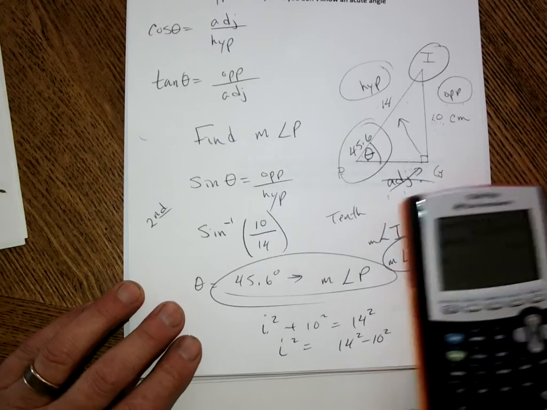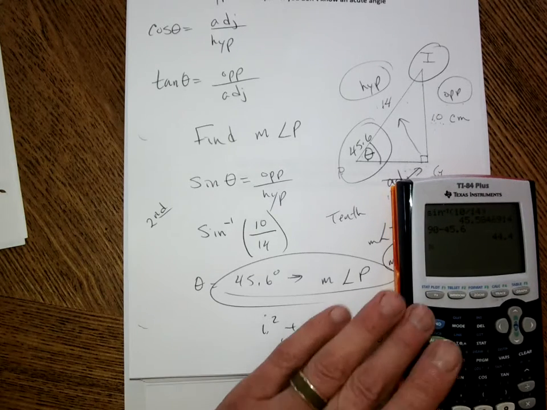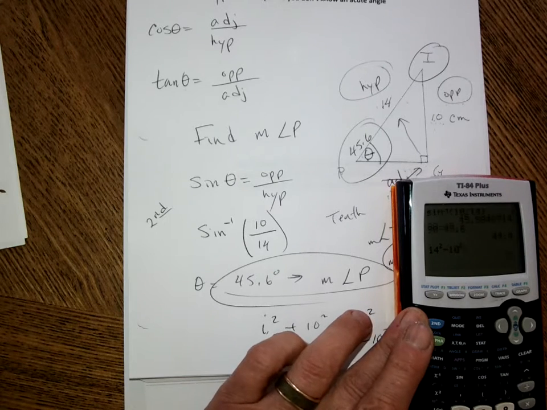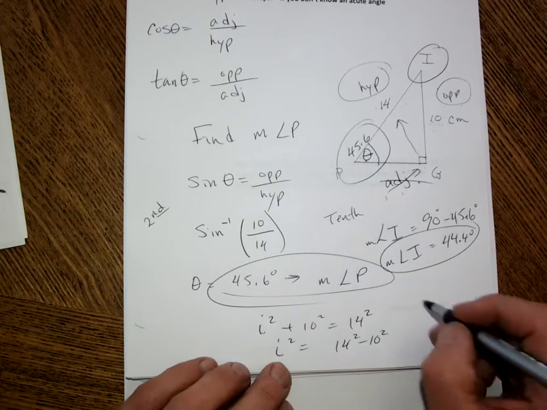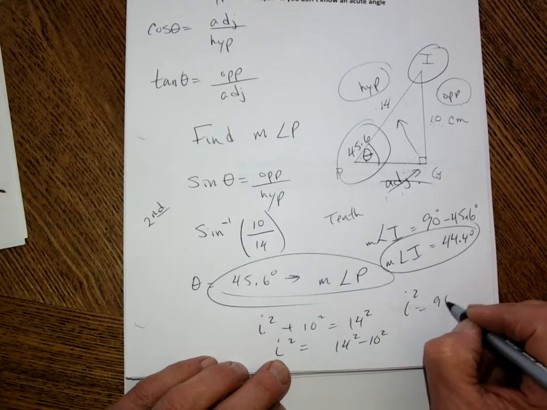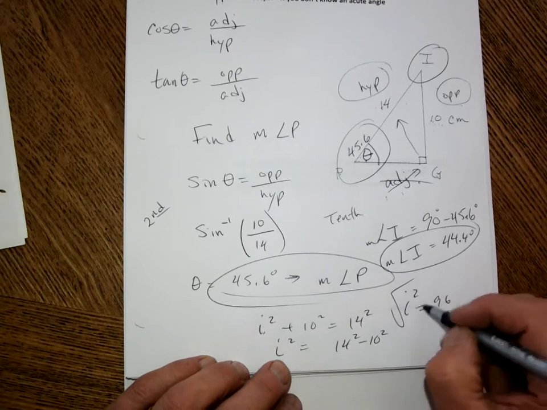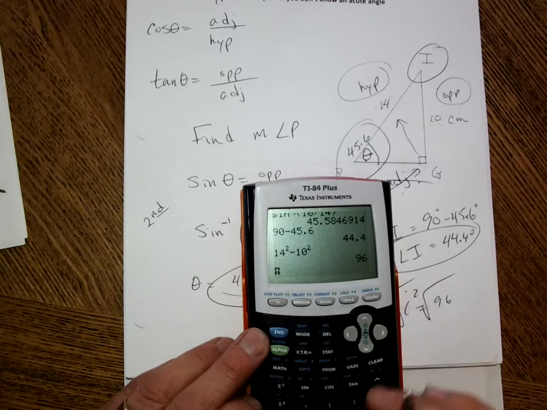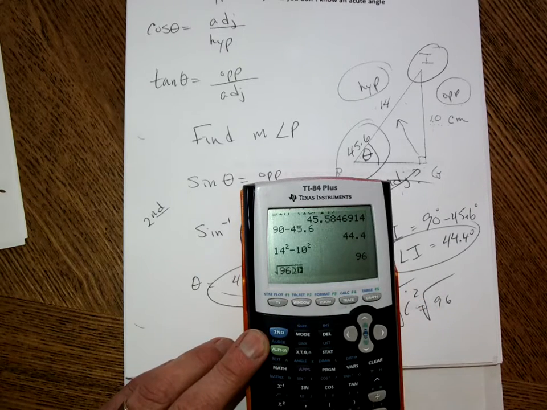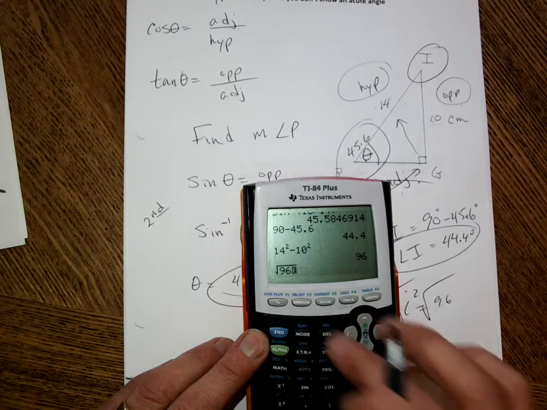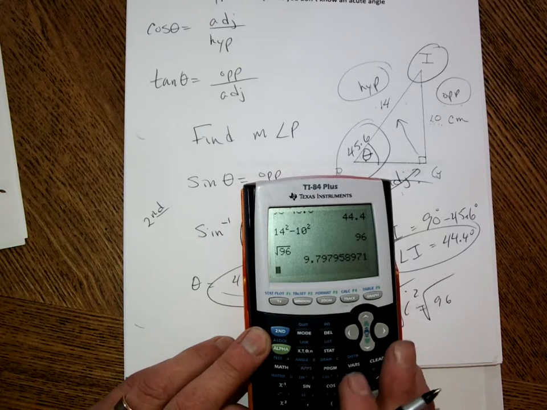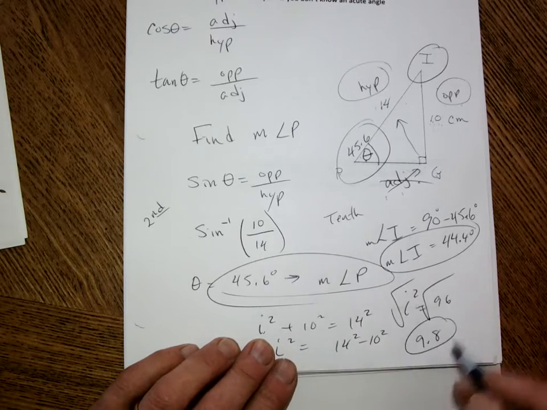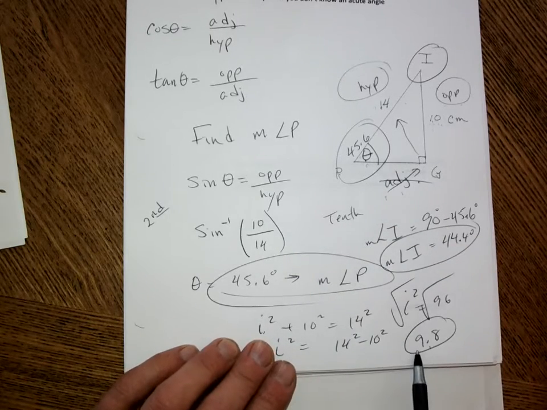And I can just do that on my calculator, right? Pretty easy. 14 squared minus 10 squared, that is 96. So I got i squared equals 96. And of course, then we'll take the square root of both sides because we have to find i. So do the square root of 96 and I get an answer of about 9.8. Okay, that's not a degree, that's a side. That's side length, maybe in centimeters.